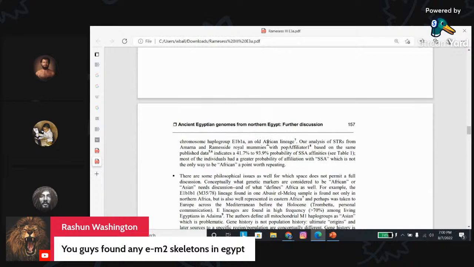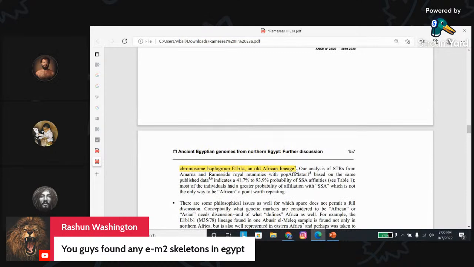All right, and for those who have E1B1A and 23andMe, it'll say that Ramses III is your ancient paternal ancestor, or that you share paternal ancestry with Ramses III, and it says he lived in Northeast Africa or Western Asia, all right? So, yes, there is an E1B1A mummy.